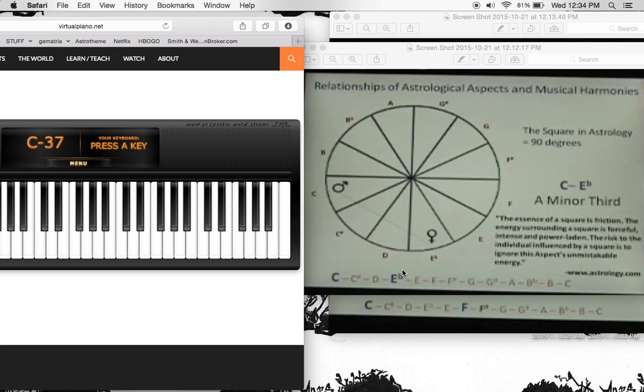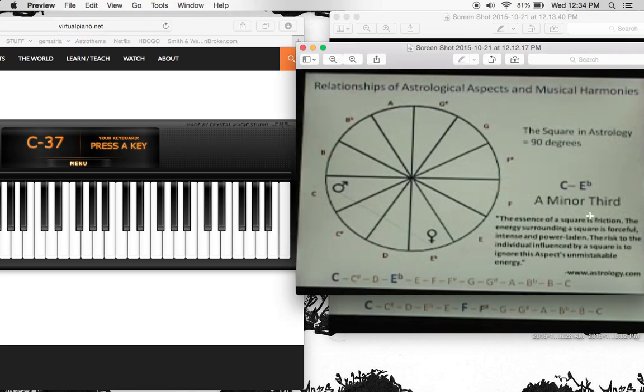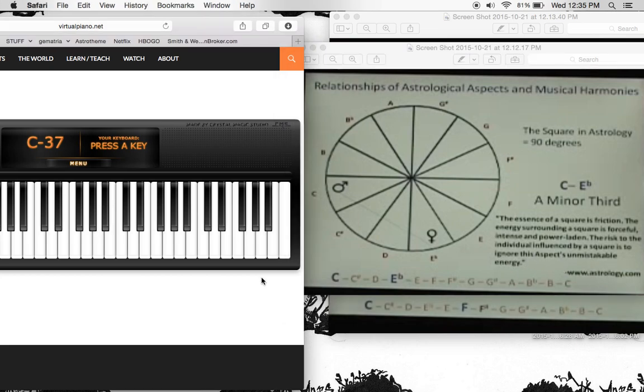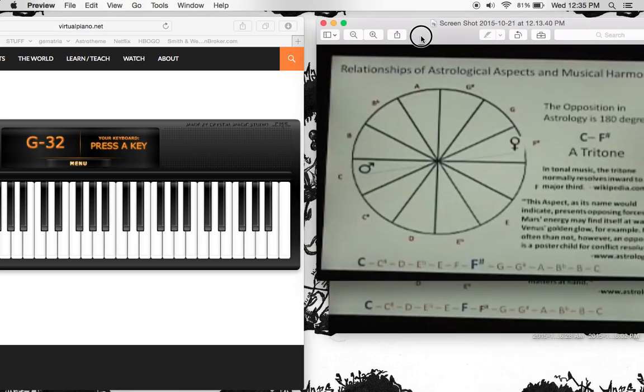You know, and here's what a square in astrology means. It's friction. The energy surrounding a square is forceful, intense, and power-laden. The risk to the individual influenced by a square is to ignore this aspect's unmistakable energy. So also when two people have planets like that together, there could be friction sometimes. I mean, not to say minor chords are bad and major chords are good, but there's clearly a more harmonic tone when it's not a minor chord. Just, you know. So once again, astrology corresponds to musical harmony.